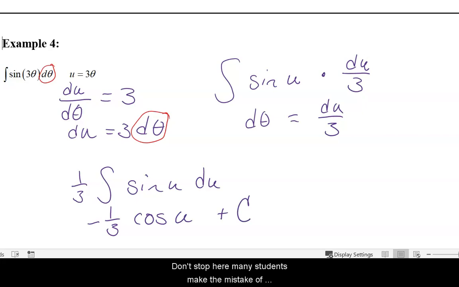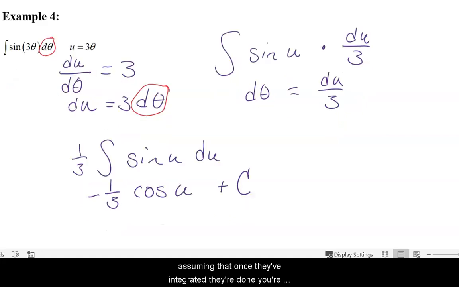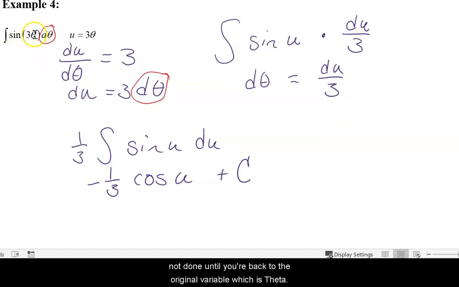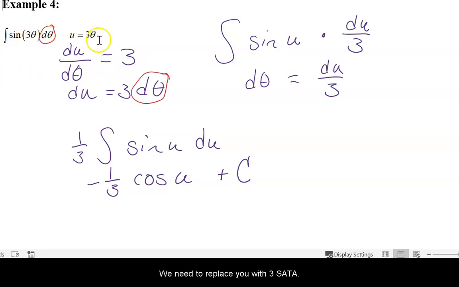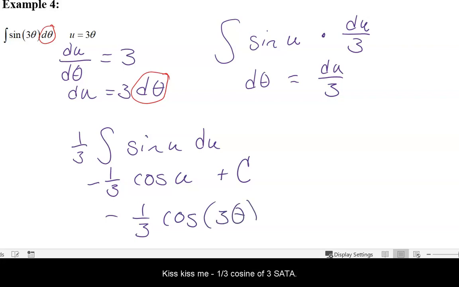Don't stop here. Many students make the mistake of assuming that once they've integrated, they're done. You're not done until you're back to the original variable, which is theta. We need to replace u with 3 theta. This gives me minus 1/3 cosine of 3 theta plus the integration constant c. Let's move on to another example.